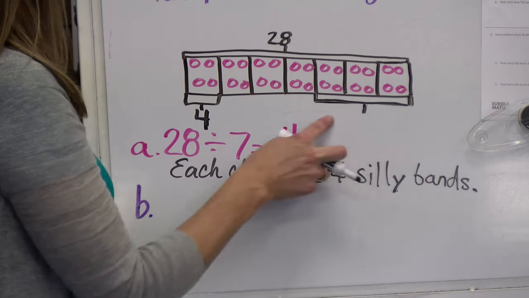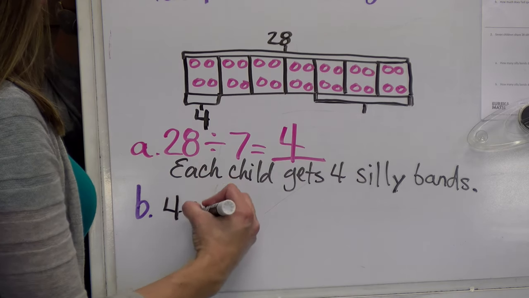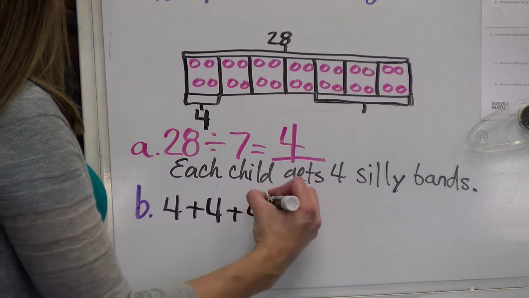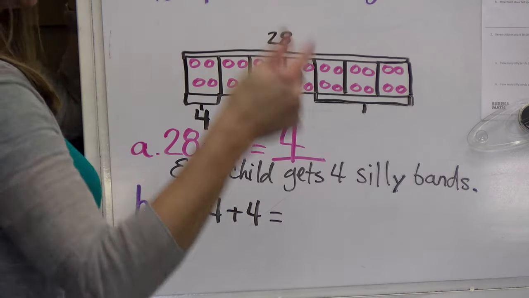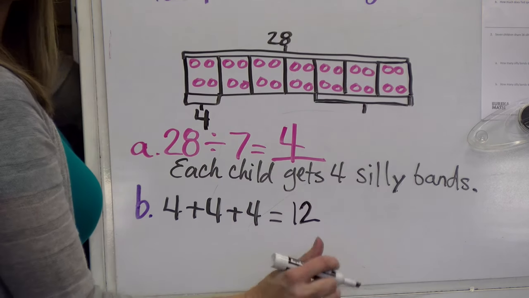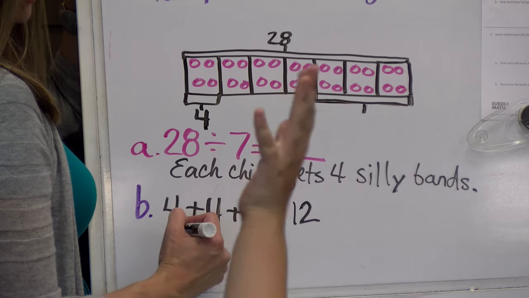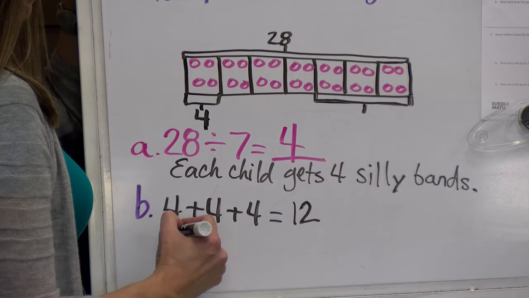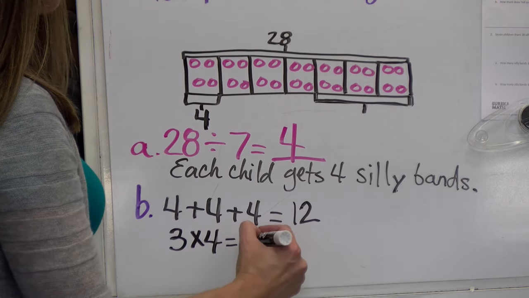Kelsey, what did you do to solve this? I added 4 3 times. So you did repeated addition. 4 plus 4 plus 4. Count by 4s 3 times. 4, 8, 12 equals 12. Is there a faster way than using repeated addition? What else could I do? How many groups do I have? 3 groups of 4. 3 times 4 equals 12.